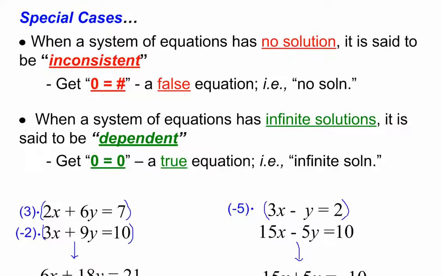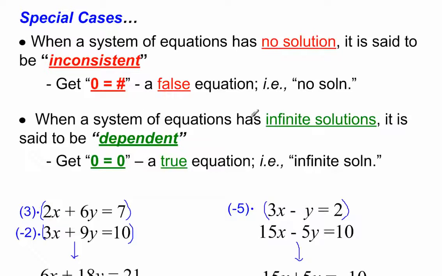Okay, no more variables in the equation. We're left with all numbers, and the problem is that the numbers produce a false equation. We get something like 0 equals 10 or -5 equals 4. Doesn't matter what the numbers are. The point is that it's a false equation.